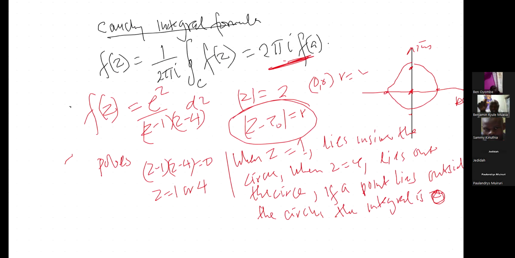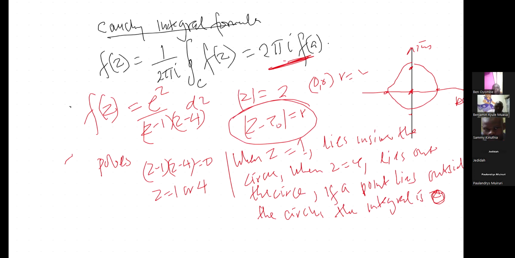Then you're going to find that z equals 1 is inside the circle, but z equals 4 is outside. According to the Cauchy integral formula, if a point lies outside the circle, the integral of that point is what? 0. So we don't care about it. That's okay. So now we have that information.